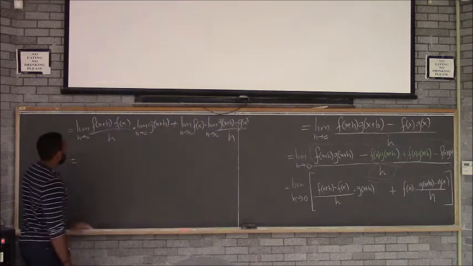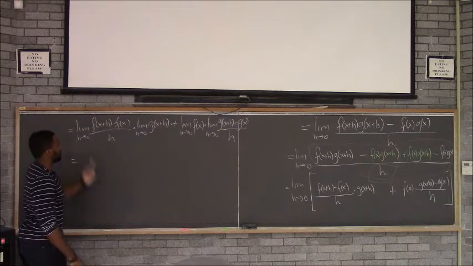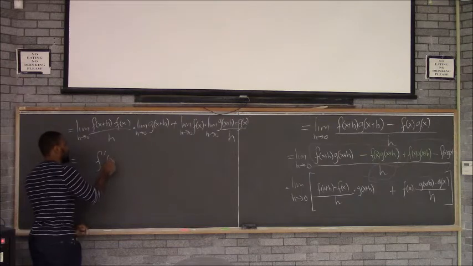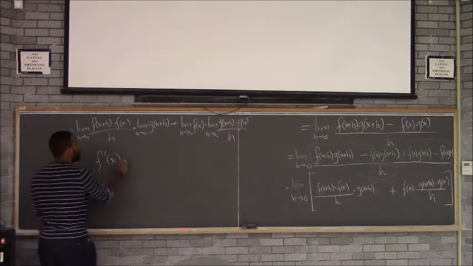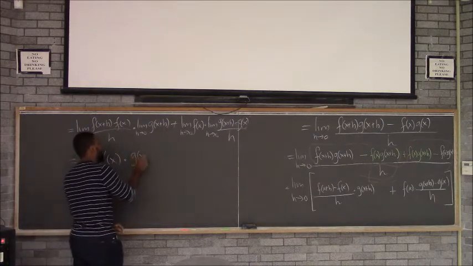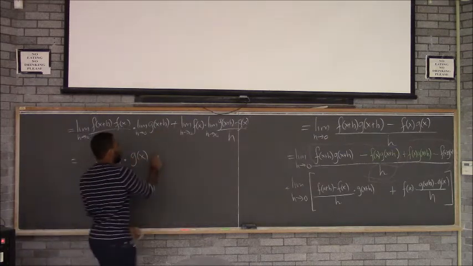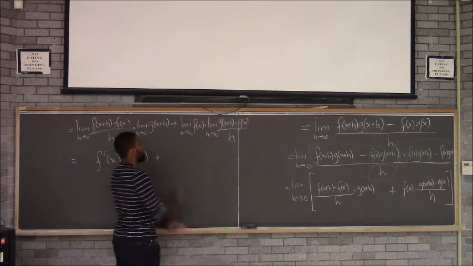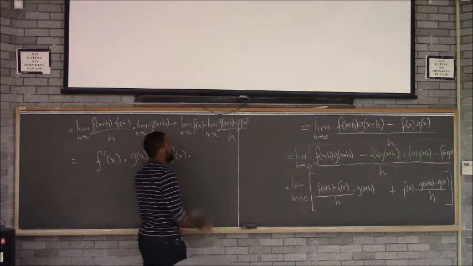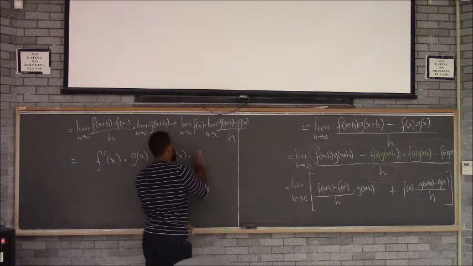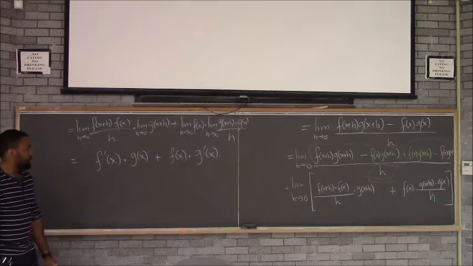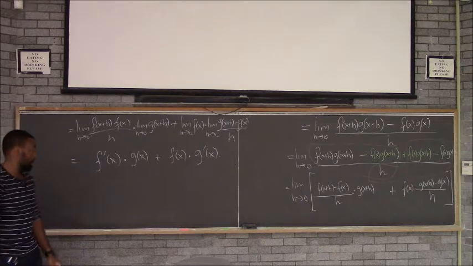Now let's go through. What's this first limit here? That's the derivative. That is the definition of what f prime is. What is this guy? Well, just plug in h equals 0. Plus, there's no h here, so that just stays the same. Times, well, that's the definition of the derivative of g. So it turns out now I have f prime times g plus f times g prime. This is called the product rule.